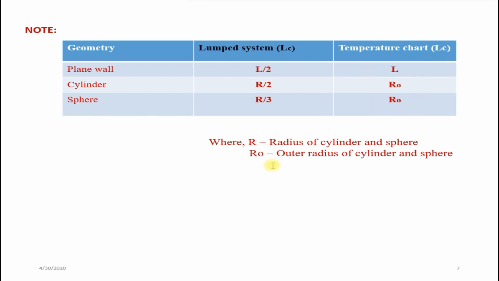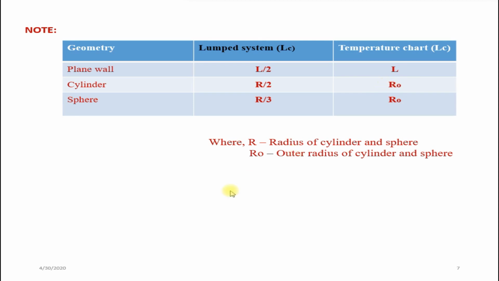First you have to calculate the Biot number when the problem is given to you. If the Biot number is less than 0.1, you can go for lumped system analysis. If it is greater than 0.1, then you have to calculate the Biot number again based on this formula. That means initially you calculate the Biot number based on this LC value. If it is greater than 0.1, you use L for a plane. If it is a cylinder, you take R0 as LC for finding the Biot number.